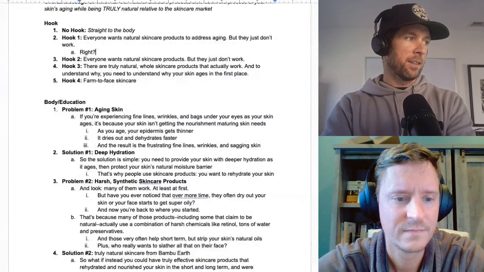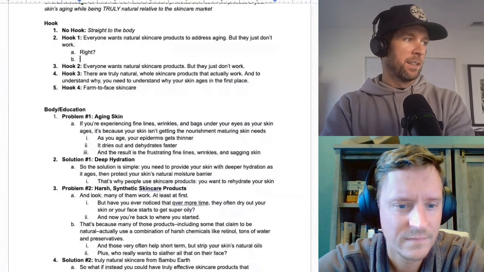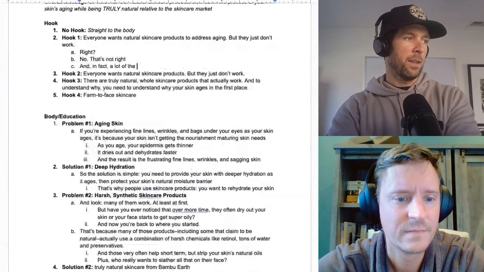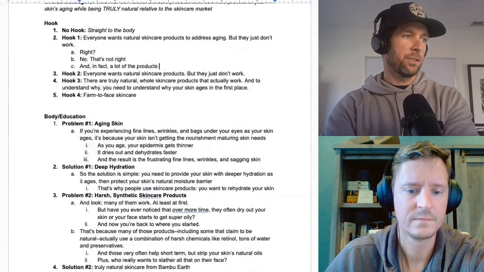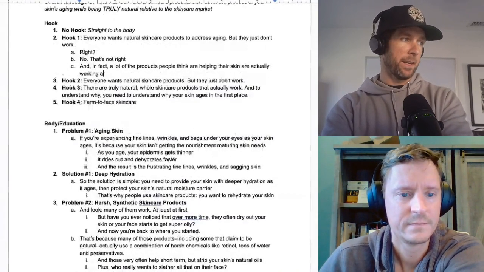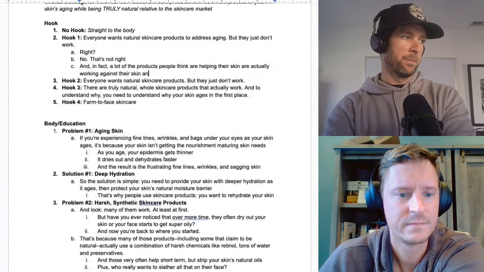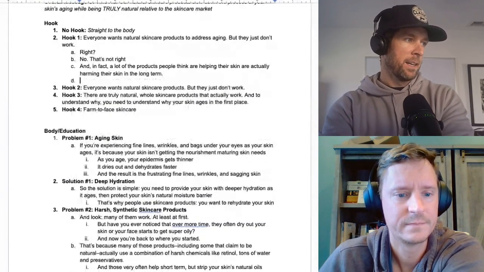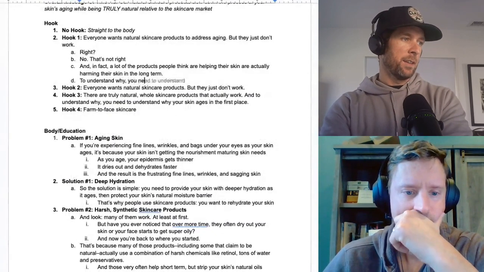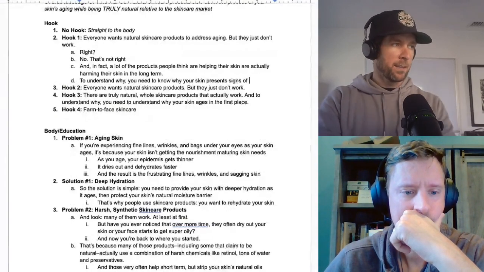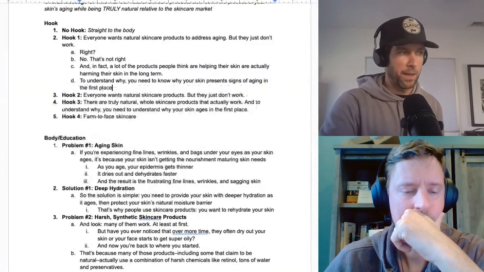No, that's not right. And in fact, a lot of the products people think are helping their skin are actually working against their skin or are actually harming their skin in the long term. And so maybe you'd say something like this: to understand why, you need to know why your skin presents signs of aging in the first place. Okay, something like that. Again, Dave, I'll leave it to you to go tighten this as you see fit.